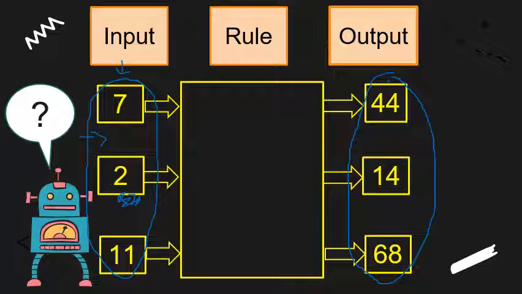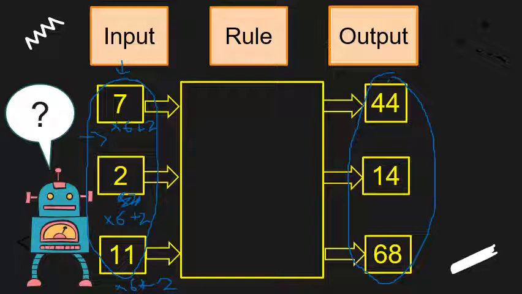So here, 7 times 6 will give me 42. And if I add 2 more, it's going to give me 44. So 42 plus 2 is 44. Here, 2 times 6 is 12, plus 2 more is going to give me 14. 11 times 6 is 66, plus 2 more. Oh, that's the worst plus sign. Sorry about that. Plus 2 is 68.